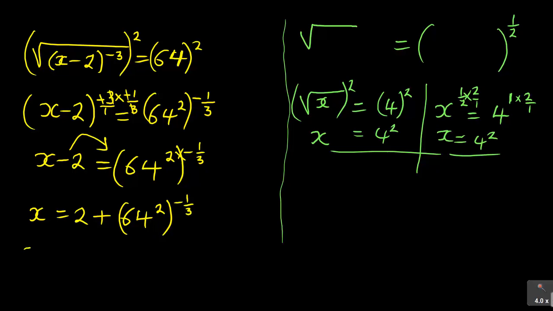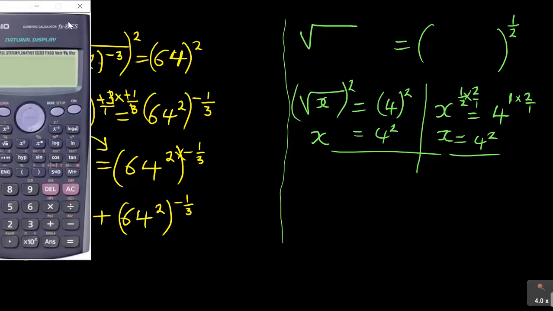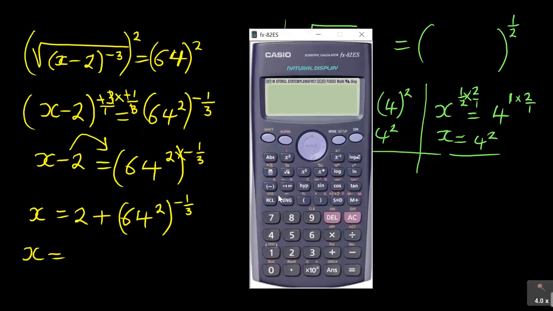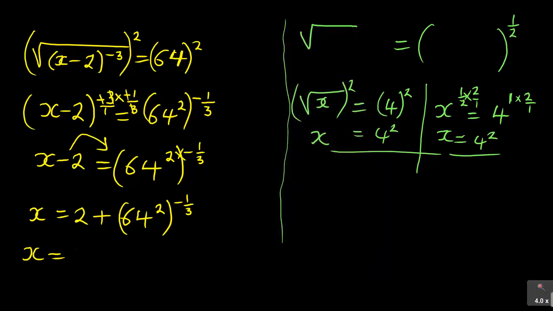I'm using this because, as I said, I'm relying here on the calculator, and the calculator will give me the answer in this case. Hence, I'm not going further with algebra. Now, look at this. The answer will be 2 plus, and then I have 64 squared. Then I close that, and then to the power negative fraction 1 over 3. See that? The calculator can deal with the rest. It's 33 over 16. So that is 33 over 16. That's the value of x that I'm getting.